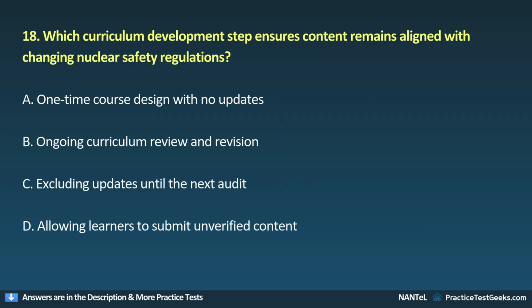18. Which curriculum development step ensures content remains aligned with changing nuclear safety regulations? A. One-time course design with no updates. B. Ongoing curriculum review and revision. C. Excluding updates until the next audit. D. Allowing learners to submit unverified content.